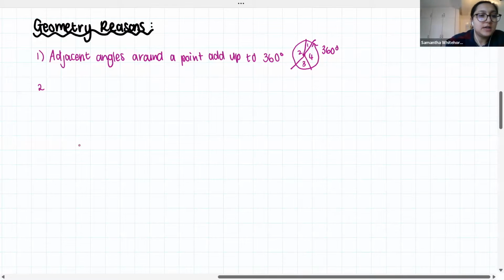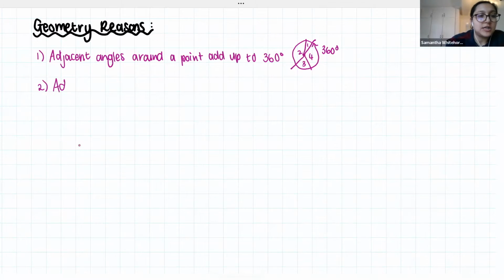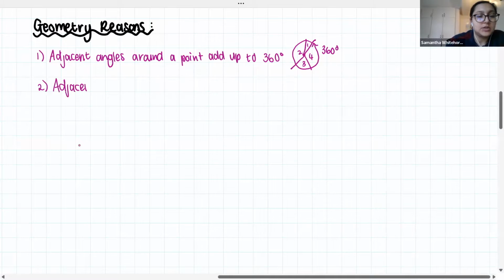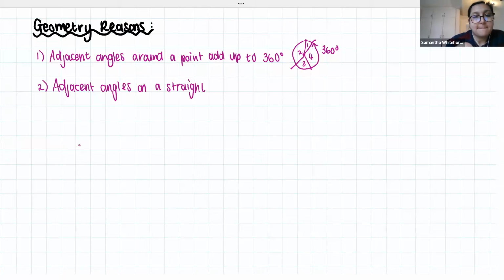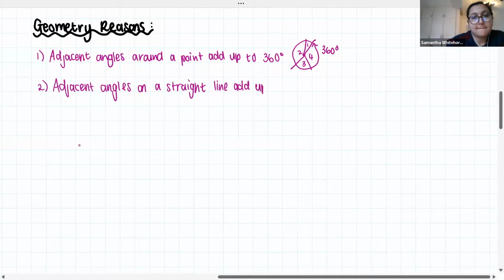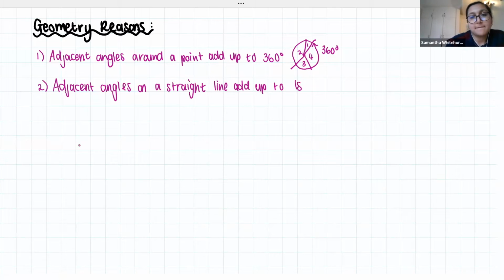The second reason that we learned was the fact that adjacent angles, so again, angles next to each other, on a straight line add up to 180. So if you have a straight line and some angles on that straight line, if you add them up, you will get 180 degrees. That was the second reason that we learned.